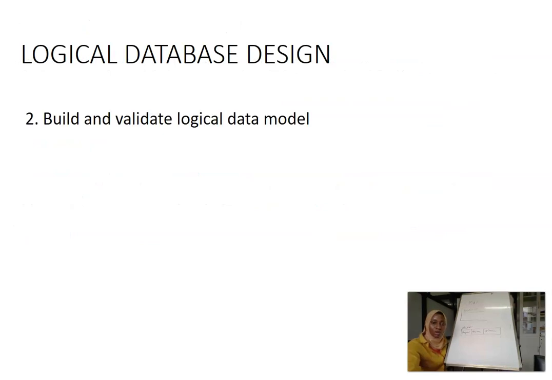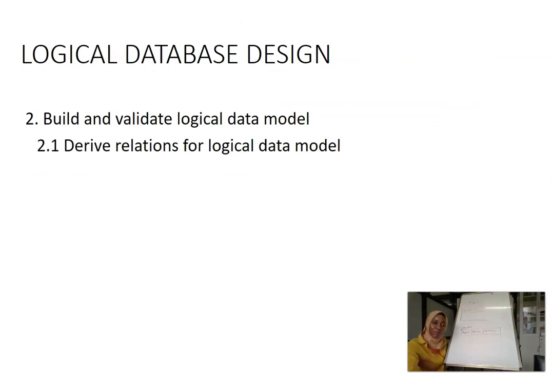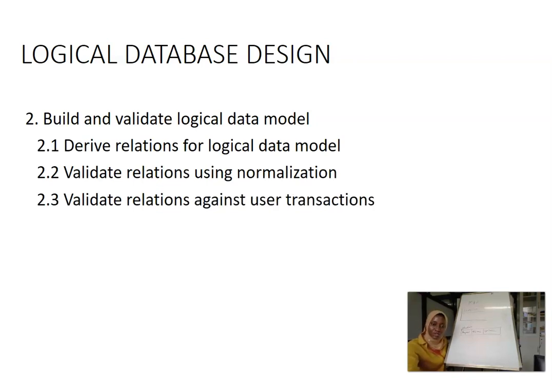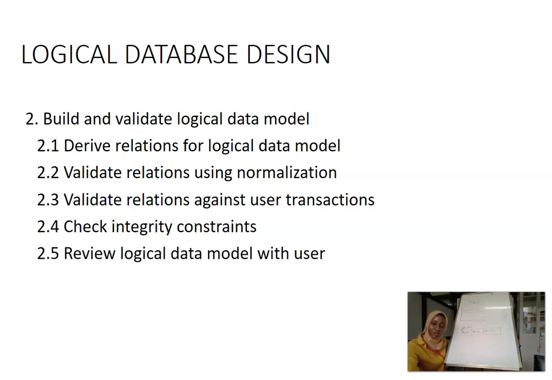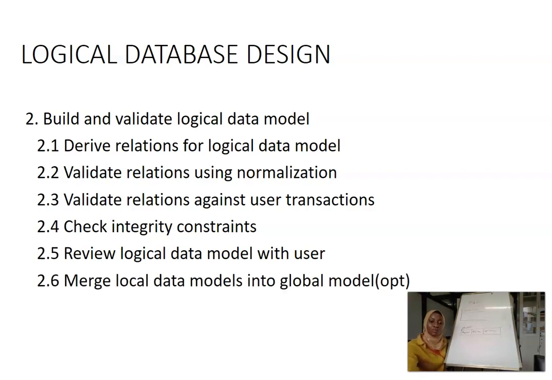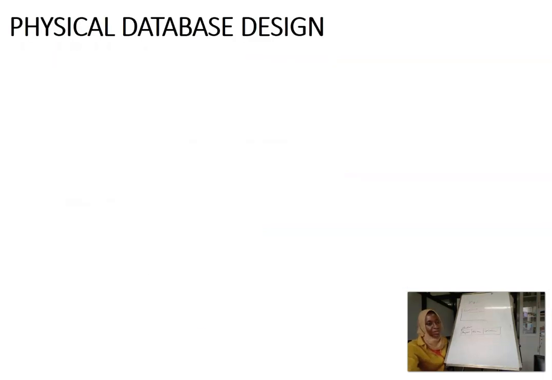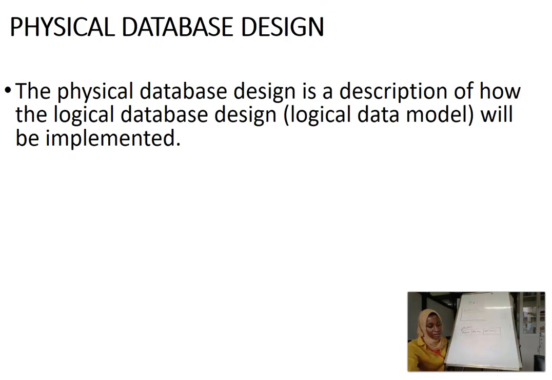So how do you build a logical data model? You derive relations for the logical data model. You validate the relations using normalization, validate relations against the user transactions. You try to check for integrity constraints, that is the referential integrity and the entity integrity rules. Then you review the logical data model with the user to make sure that everything has been captured, and then you match the logical data model into a global data model, which is an optional phase, and then you check for future growth. Then we go to the physical design.